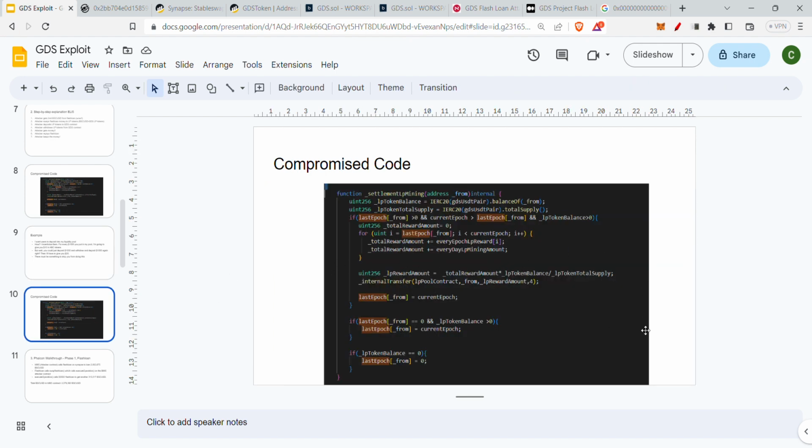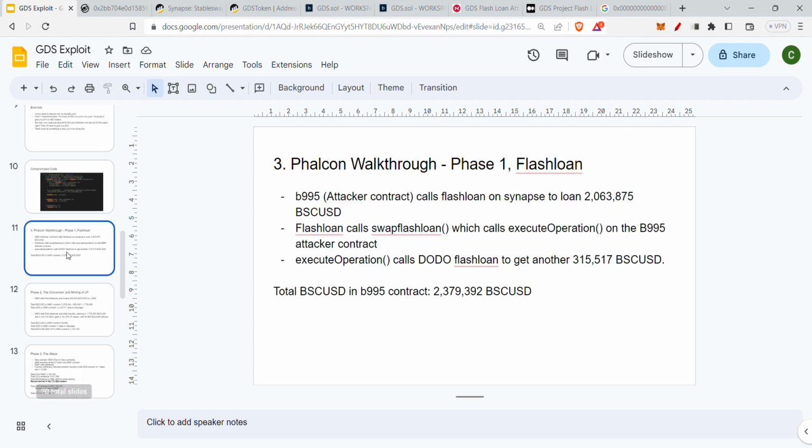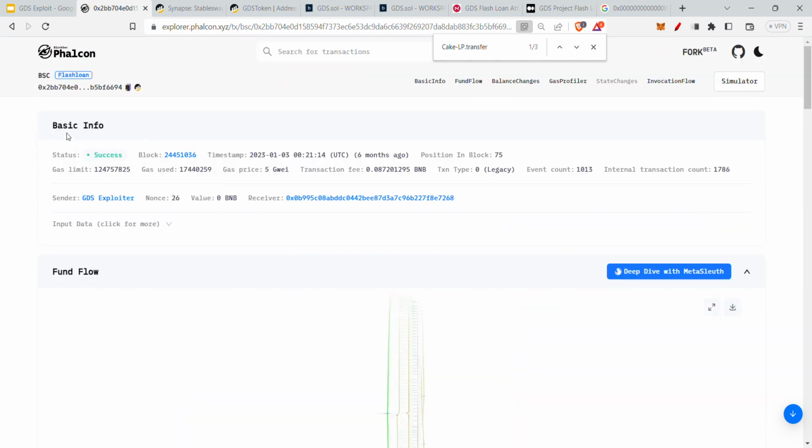So how does the attacker actually attack this contract? Let's go through using Phalcon. Now the Phalcon walkthrough. Now I'll be talking about Phalcon.